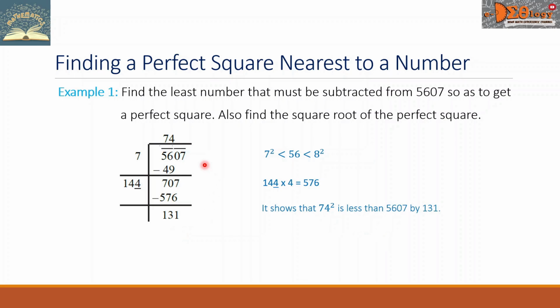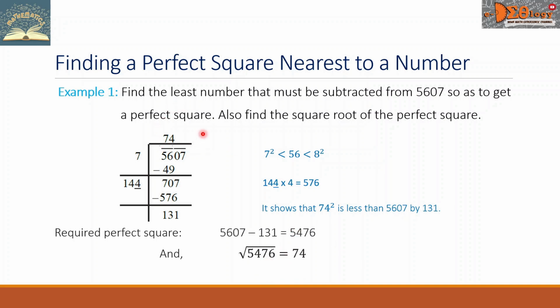With this solution, it shows that 74 square is less than 5607 by the remainder 131. So that means the required perfect square is 5607 minus the remainder 131, and the answer is 5476. So this is the perfect square number. So when we take the square root of this 5476, the answer is 74.